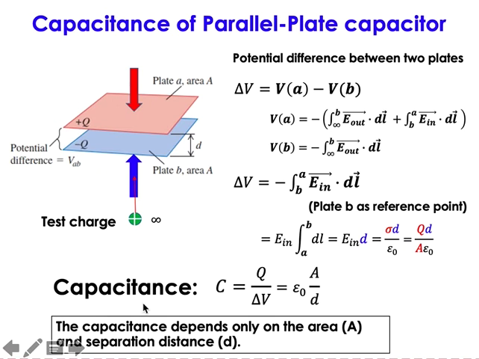Then we can calculate capacitance C. It's equal to Q divided by potential difference delta V. So Q divided by this is equal to epsilon 0 times A divided by distance d. From this formula, we can find the capacitance depends only on the area A and separation distance d. This means capacitance for a parallel plate capacitor depends only on geometric factors.